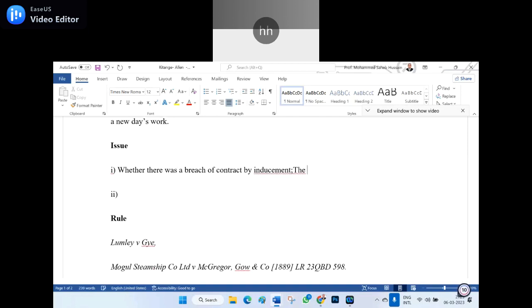The plaintiff is going to get any damages or not, or whether the defendant was liable for the breach of contract to pay the damages to the plaintiff. Is it clear?